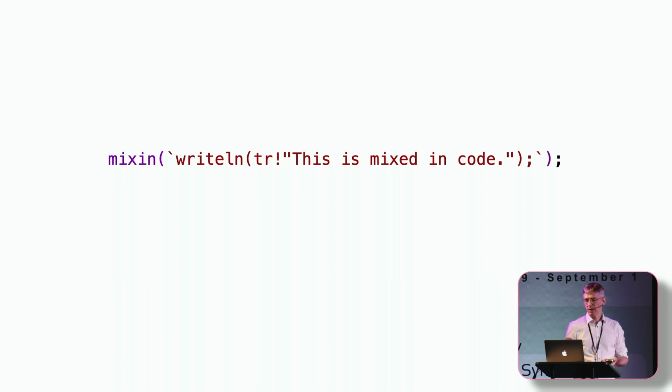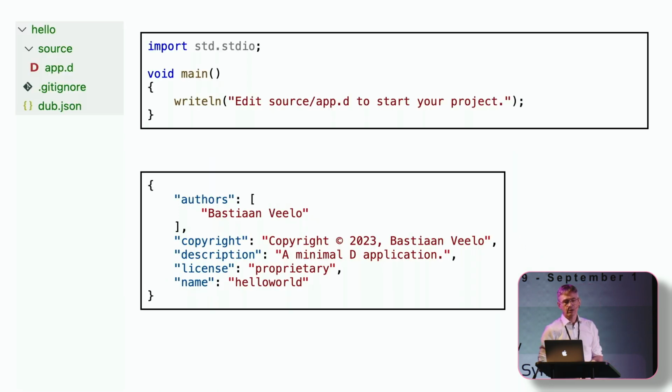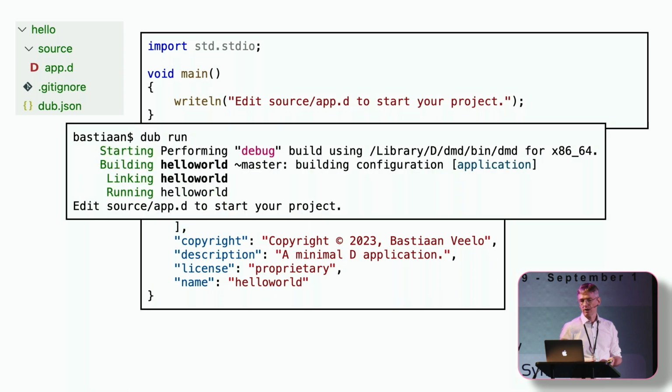Now that we've seen the intricacies of the API, or rather the lack of intricacies, I'll walk you through the process of internationalizing a dub project. So I'm going to start with a project that you get after invocation of dub init. You have your D source file at the top, and your dub.json underneath. And if you issue dub run, you get this, which prints "Edit source/app.d to start your project."